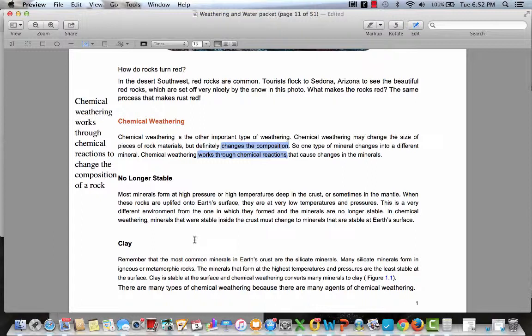No longer stable. Most minerals form at high pressure or high temperatures deep in the crust or sometimes in the mantle. When these rocks are uplifted onto Earth's surface, they are at very low temperatures and pressures. This is a very different environment from the one in which they formed, and the minerals are no longer stable. In chemical weathering, minerals that were stable inside the crust must change into minerals that are stable at Earth's surface.